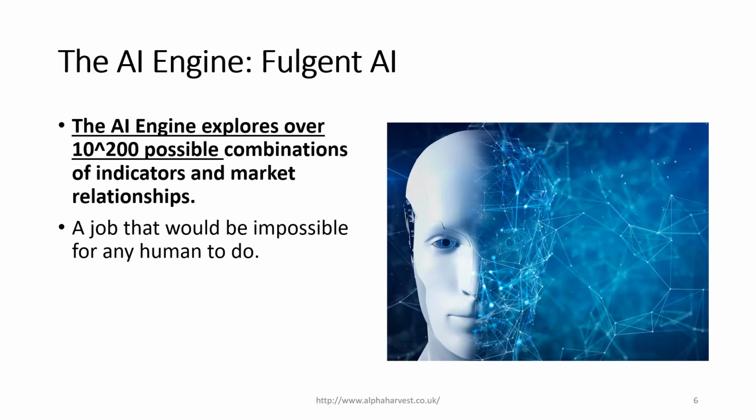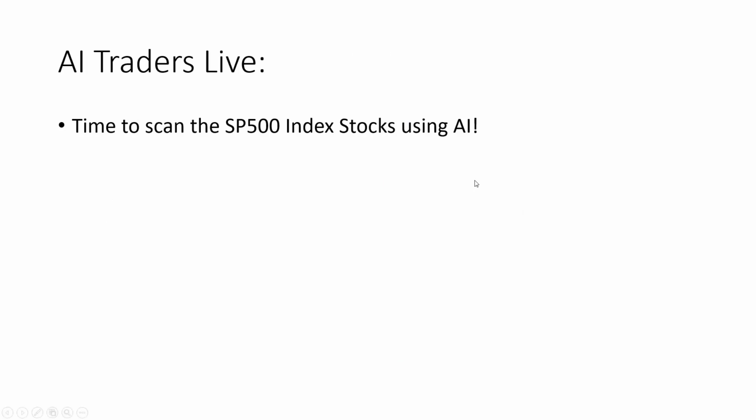Now, just briefly, the tip of the iceberg explanation of how the AI works. The AI engine explores 10 to the power of 200 different possible combinations of market indicators and market relationships, a job impossible to do. More about the detailed theory behind the artificial intelligence at the end of the show, but let's jump in and scan the S&P 500 using artificial intelligence to find high probability trading ideas.